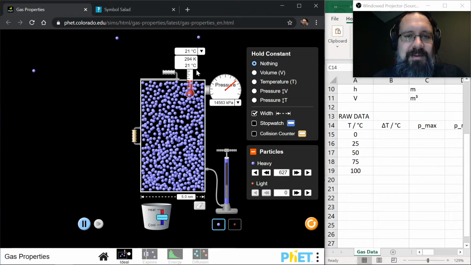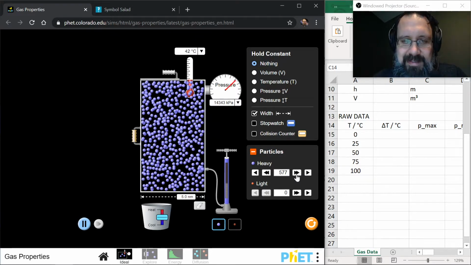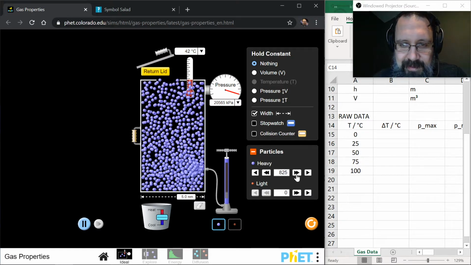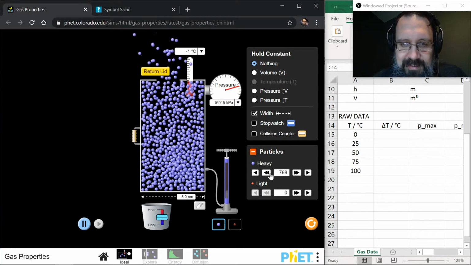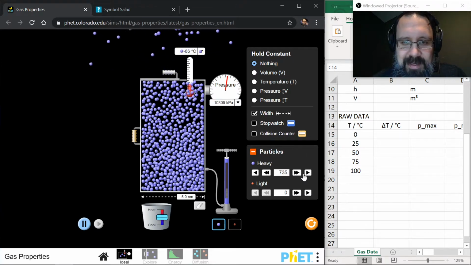Furthermore, make sure that you're at 100 Celsius because popping that lid, I'm going to set this to number of particles. I'm going to show you what might happen. So I'm going to set this to 800. Put the lid back on there.